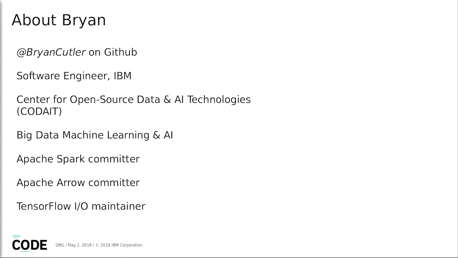So first, just a little bit about myself. I'm a software engineer at IBM, and I work at the Center for Open Source Data and AI Technologies, or we call it CODAIT for short. I'm a committer for Apache Spark and Apache Arrow, and also a maintainer for TensorFlow IO, which I'll go into a little bit later.